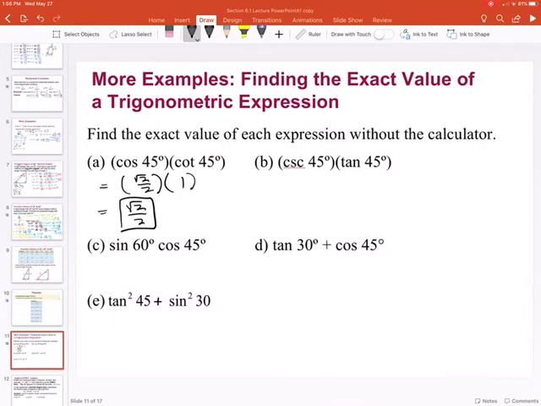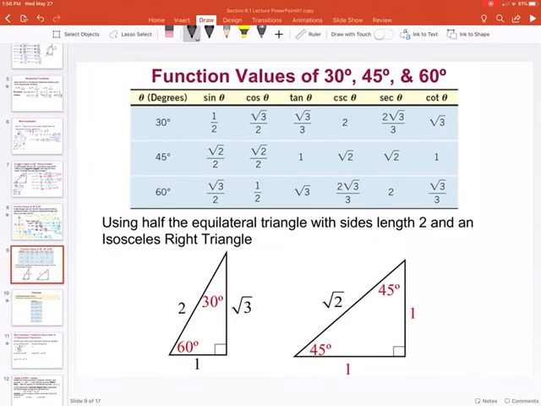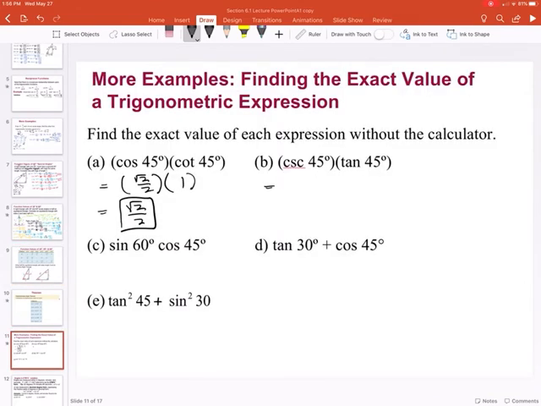Cosecant of 45 degrees. Well, cosecant of 45 degrees is equal to the square root of 2. If you want to go back, refer to those values in your table, you can, but you should know those. That's square root of 2. And then I've got the tangent of 45, which is 1. The square root of 2 times 1 is square root of 2.